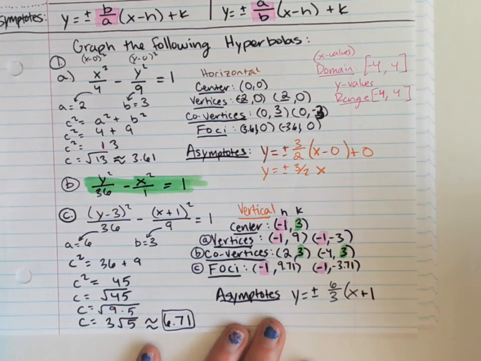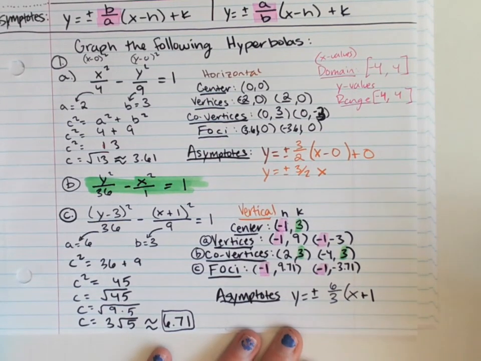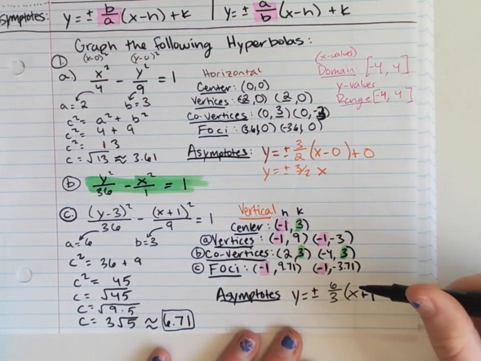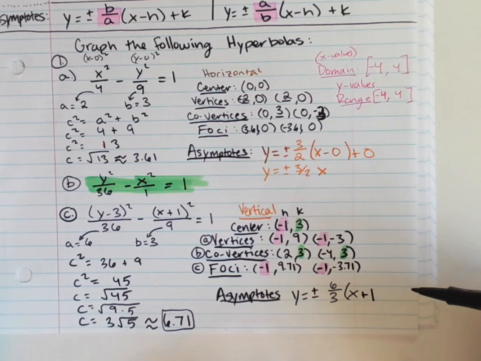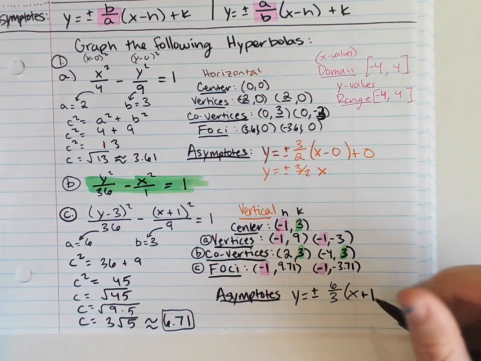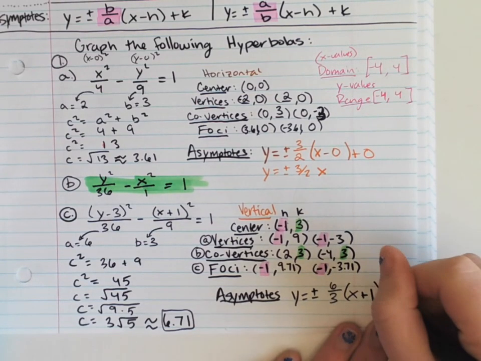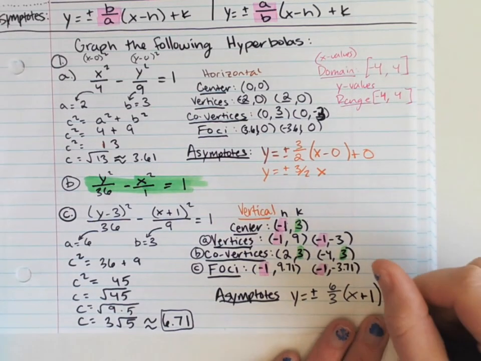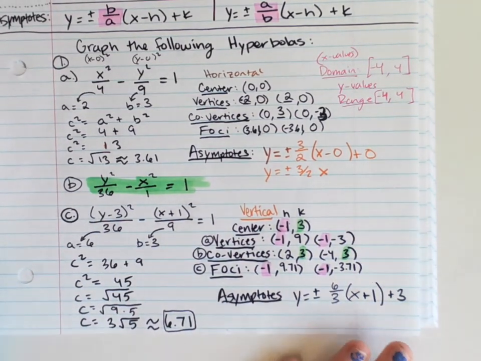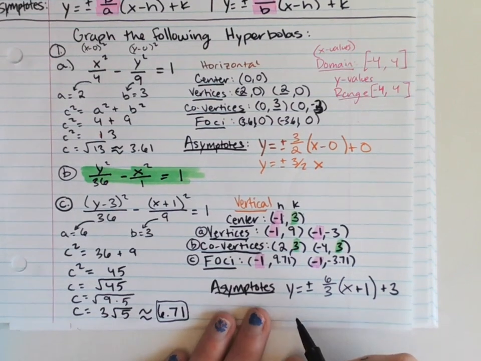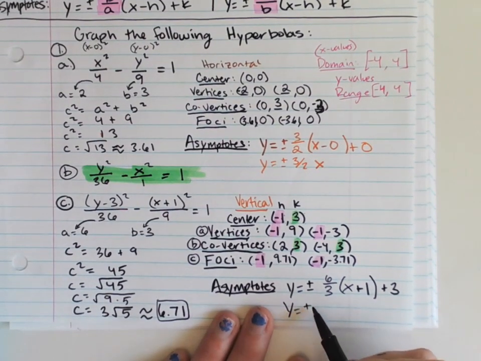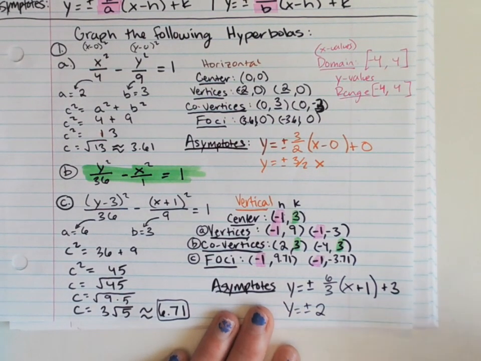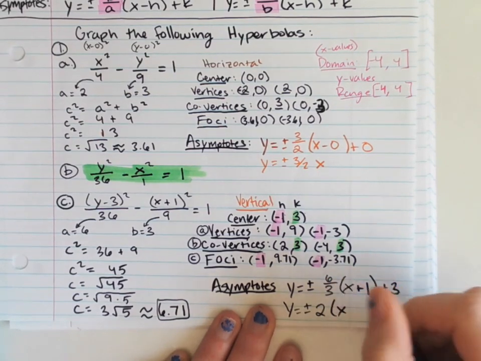Then we're going to add the 3. Let's rewrite this, though. Y equals plus or minus 2, because 6 divided by 3 is 2.